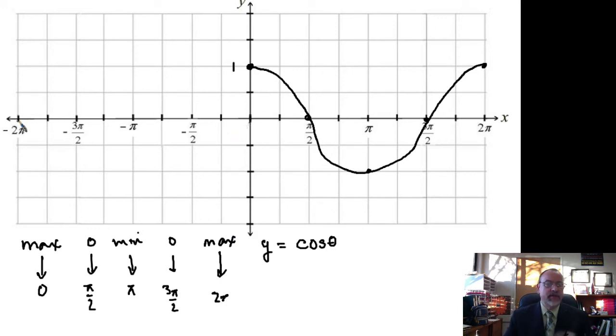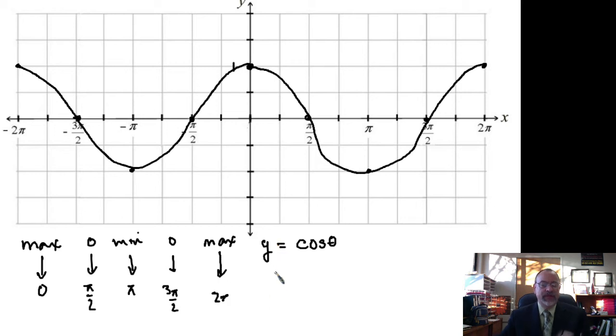Now I'm going to go out here to 2 pi, negative 2 pi, and that's going to be at its max, 0, min, 0, and then max, and so it repeats just like the sine function does. Okay, and so this is what the cosine function looks like.